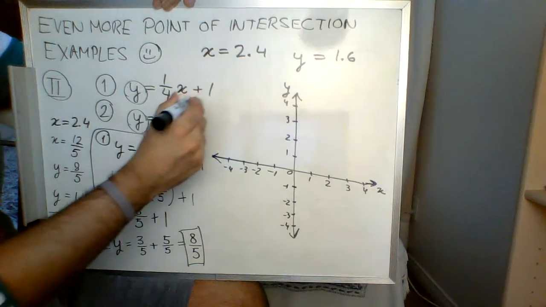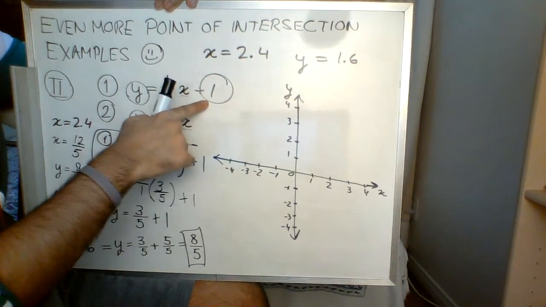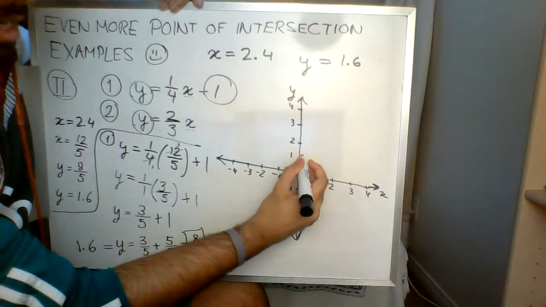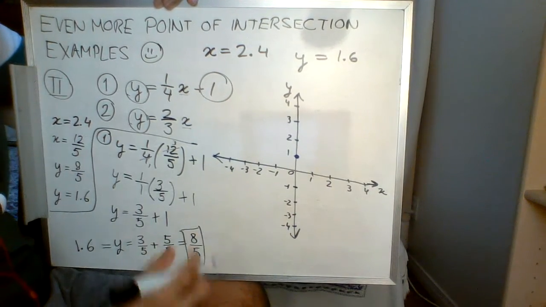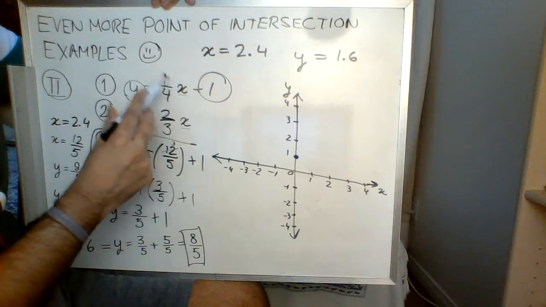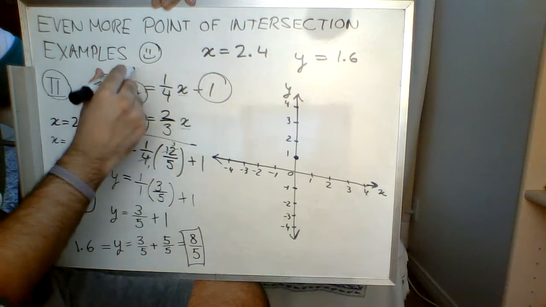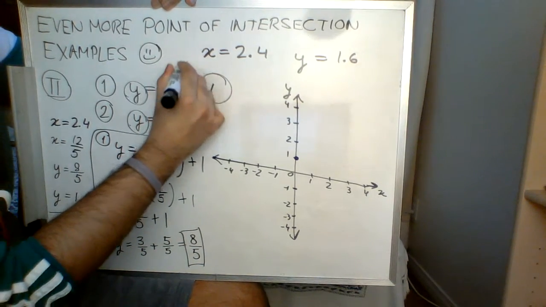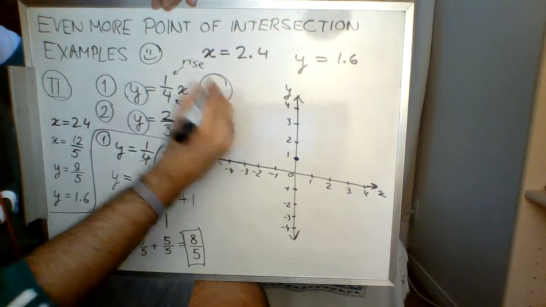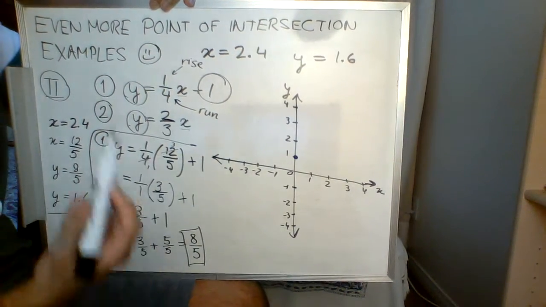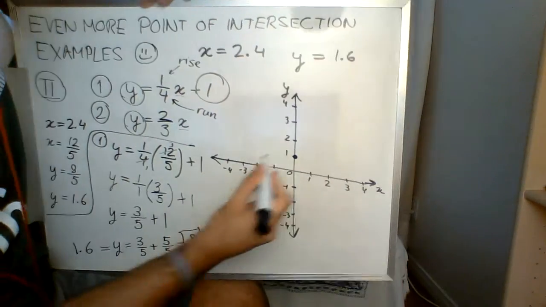So for our first equation, our y-intercept is this +1 over here. So that's telling us that we're going to start right there on the y-axis. And then our slope is 1 over 4. So our rise is 1, right? We've got a rise of 1 and a run of 4. So that's telling us that for every 1 unit we move up, we need to move 4 units over.